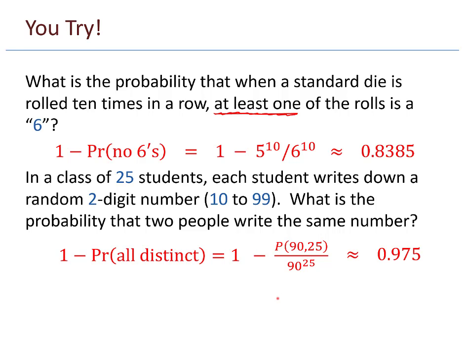I mean, that is almost certain. A lot of people think intuitively that the answer wouldn't be quite as high. Imagine 25 students and you've got 90 numbers to write down. It seems like it could happen pretty often that everyone writes down a different number. But what we see is that actually it happens very seldom. Almost always there will be some repeat.